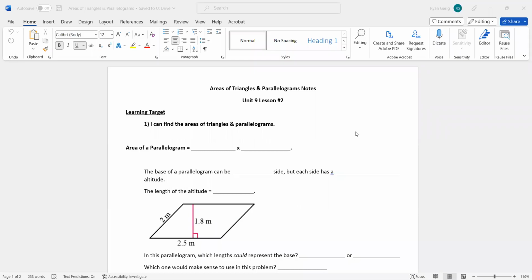We're going to start getting into some area here. Areas of triangles and parallelograms. Not too difficult, probably. So you've probably seen most of these formulas before, not theorems. The area of a parallelogram is simply base times height.